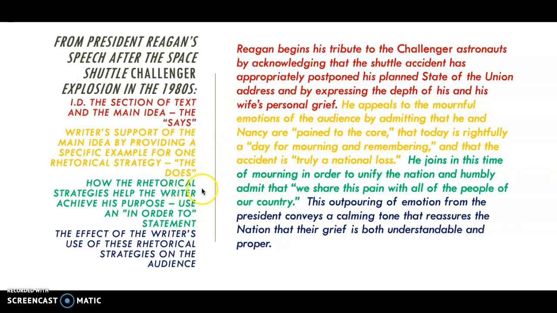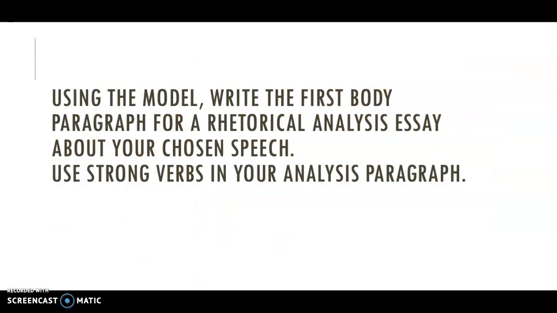This next section is how the rhetorical strategies help the writer achieve his purpose. In order to, why does he appeal to these emotions? Well, he does this to join in this time of mourning, to unify the nation, and humbly claim that we share this pain, right? So his purpose is to unify the nation. And then finally, this outpouring of emotion from the president conveys a calming tone. So what is the effect? We know this is his purpose, but what's the effect of these words on the audience? So you go on to explain the effect on the audience.